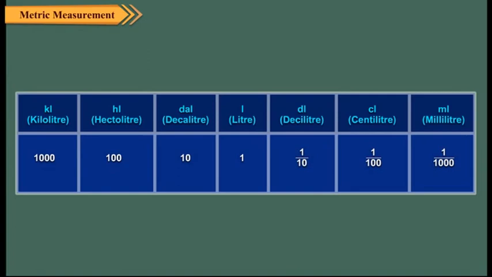The basic unit of capacity is liter. The higher units are obtained by adding the prefixes deca, hecto, and kilo. The lower units are obtained by adding the prefixes deci, centi, and milli. From the table, we can have the following relationship among various units of capacity.